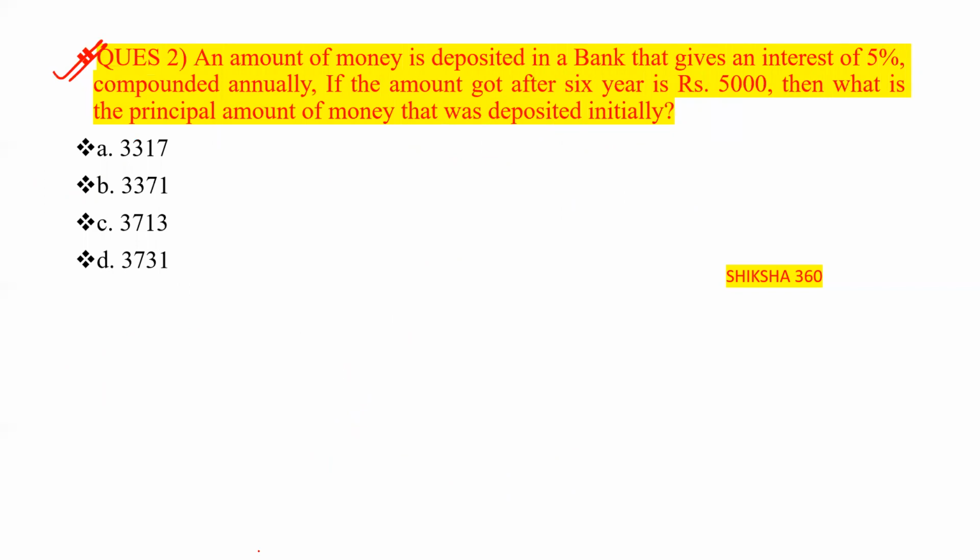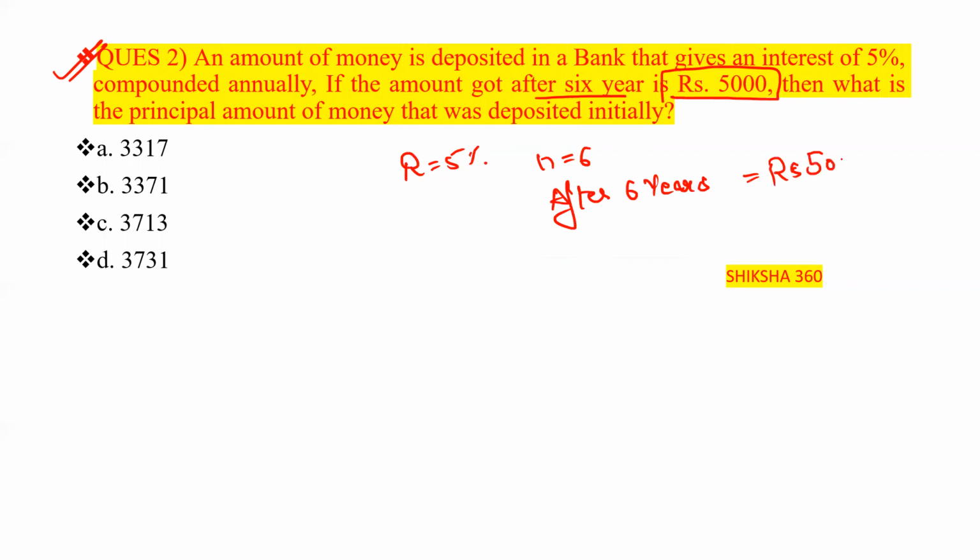An amount of money is deposited in a bank that gives an interest of 5% compounded annually. So r here is 5%. If the amount got after 6 years, n is equal to 6, is 5,000. That is, they have given the future value: after the passage of 6 years, we will get rupees 5,000.